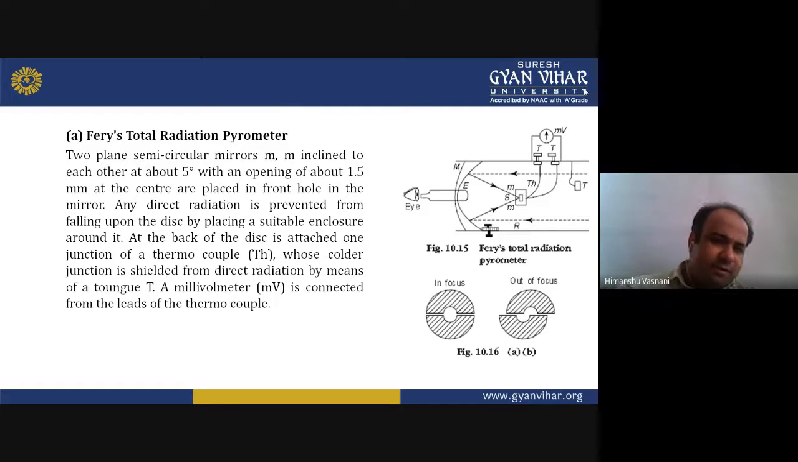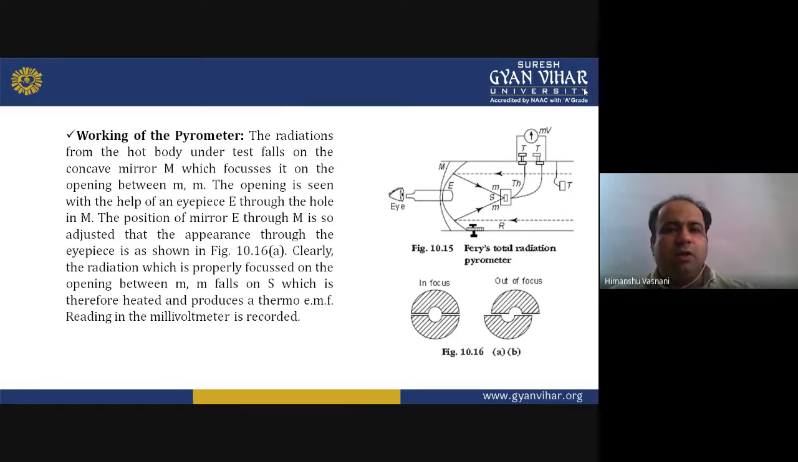At the back, the disc is attached to one junction of a thermocouple whose colder junction is shielded from direct radiation by means of a tube. A millivoltmeter is connected to the leads of the thermocouple. This is the arrangement; now the working of the pyrometer.